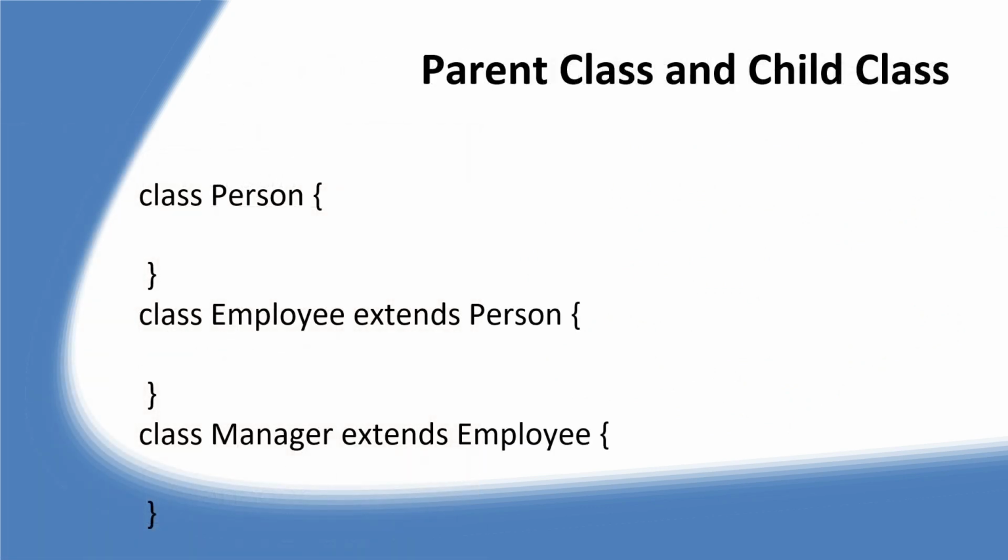So what will be the syntax? The parent class Person will have this class. Then again we will have the Employee class, which is the child class of the Person class. Then another Manager class, which is the child class of Employee. So this is the syntax. This creates a multi-level inheritance hierarchy. Okay, so let's go to IntelliJ and see this example.